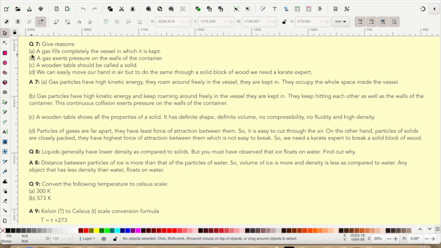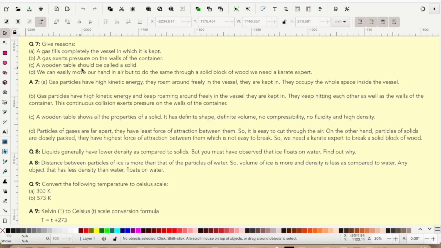Question number 7. Give reasons. Part A. A gas fills completely the vessel in which it is kept. Answer is, gas particles have high kinetic energy. They roam around freely in the vessel they are kept in. They occupy the whole space inside the vessel. Part B. A gas exerts pressure on the walls of the container. Answer is, gas particles have high kinetic energy and keep roaming around freely in the vessel. They keep hitting each other as well as the walls of the container. This continuous collision exerts pressure on the walls of the container.